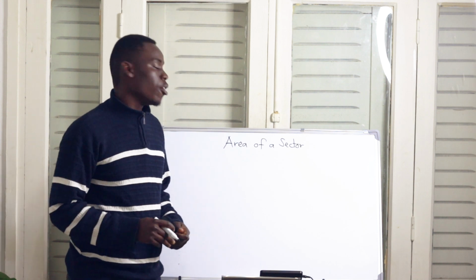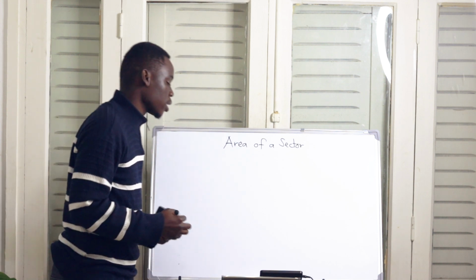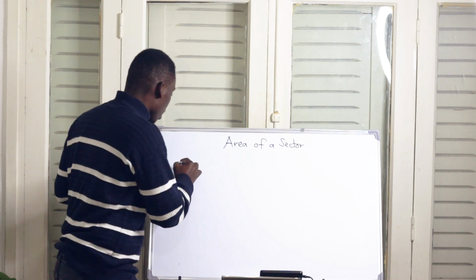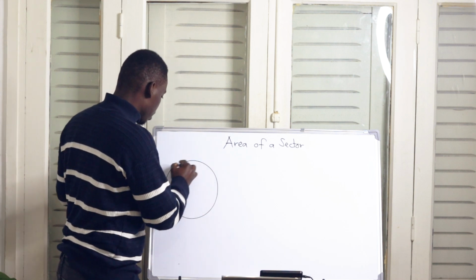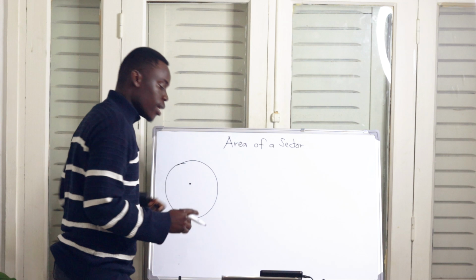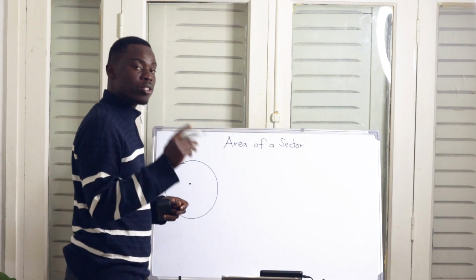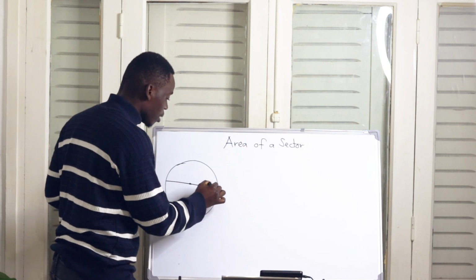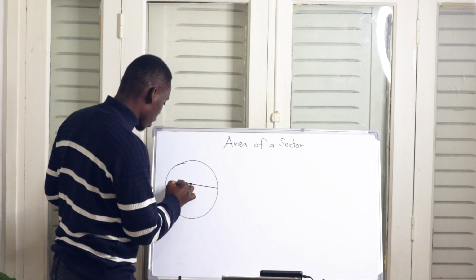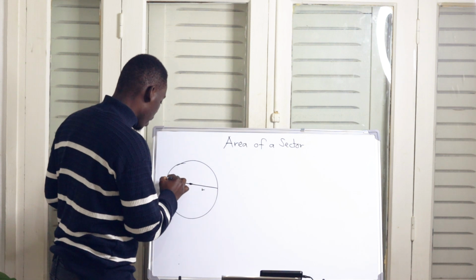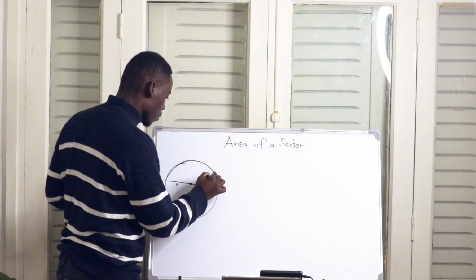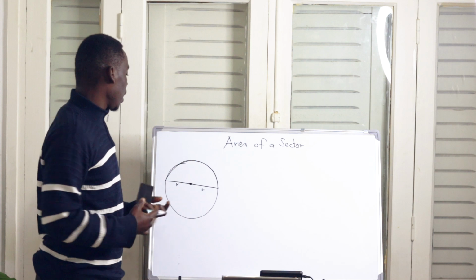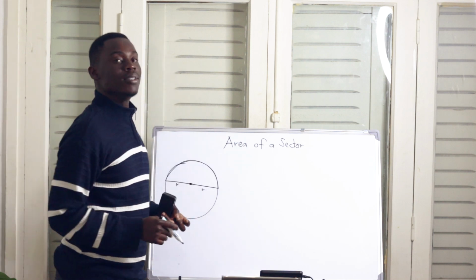So how do we calculate the area of a sector? Now, to calculate the area of a sector, you first have to understand that a sector is simply a part of a circle that is bound by two radii. So we've got our first radius and our second radius, bound by two radii, and an arc. An arc is simply a curve on a circle.